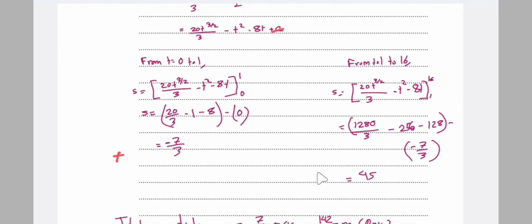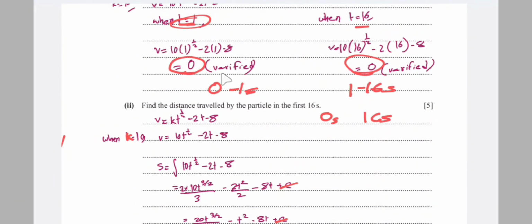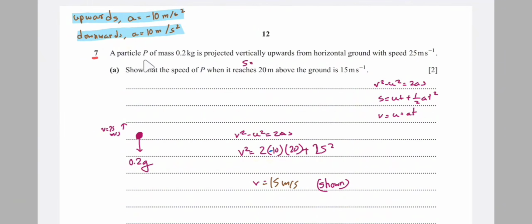So we get the total distance, and we need to calculate this separately since the velocity becomes 0. Question number 7. A particle P of mass 0.2 kg, so we have been given the value of mass, is projected vertically upward from the horizontal ground with a speed of 25 meters per second. So initially it has a speed of 25 meters per second. Show that the speed of the particle when it reaches 20 meters above the ground is 15 meters per second.